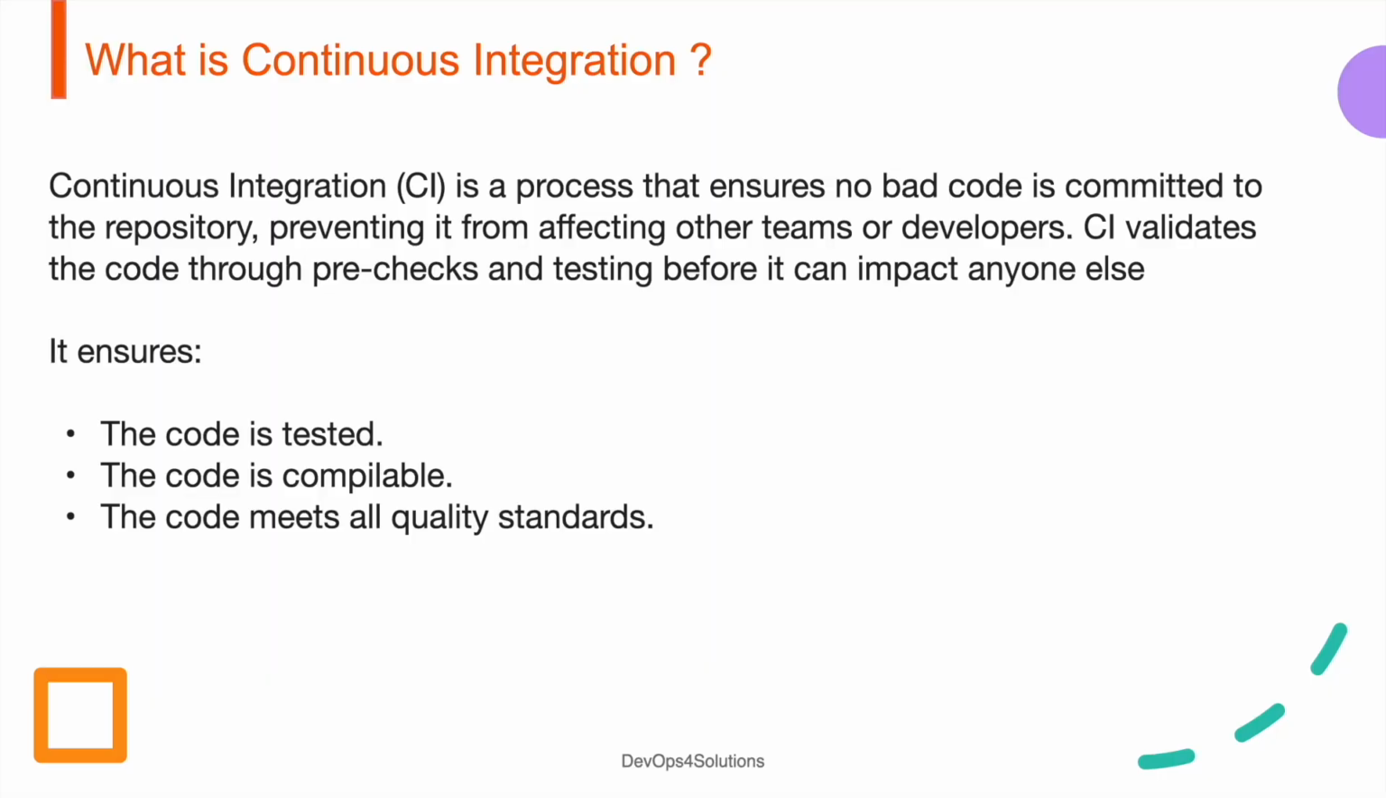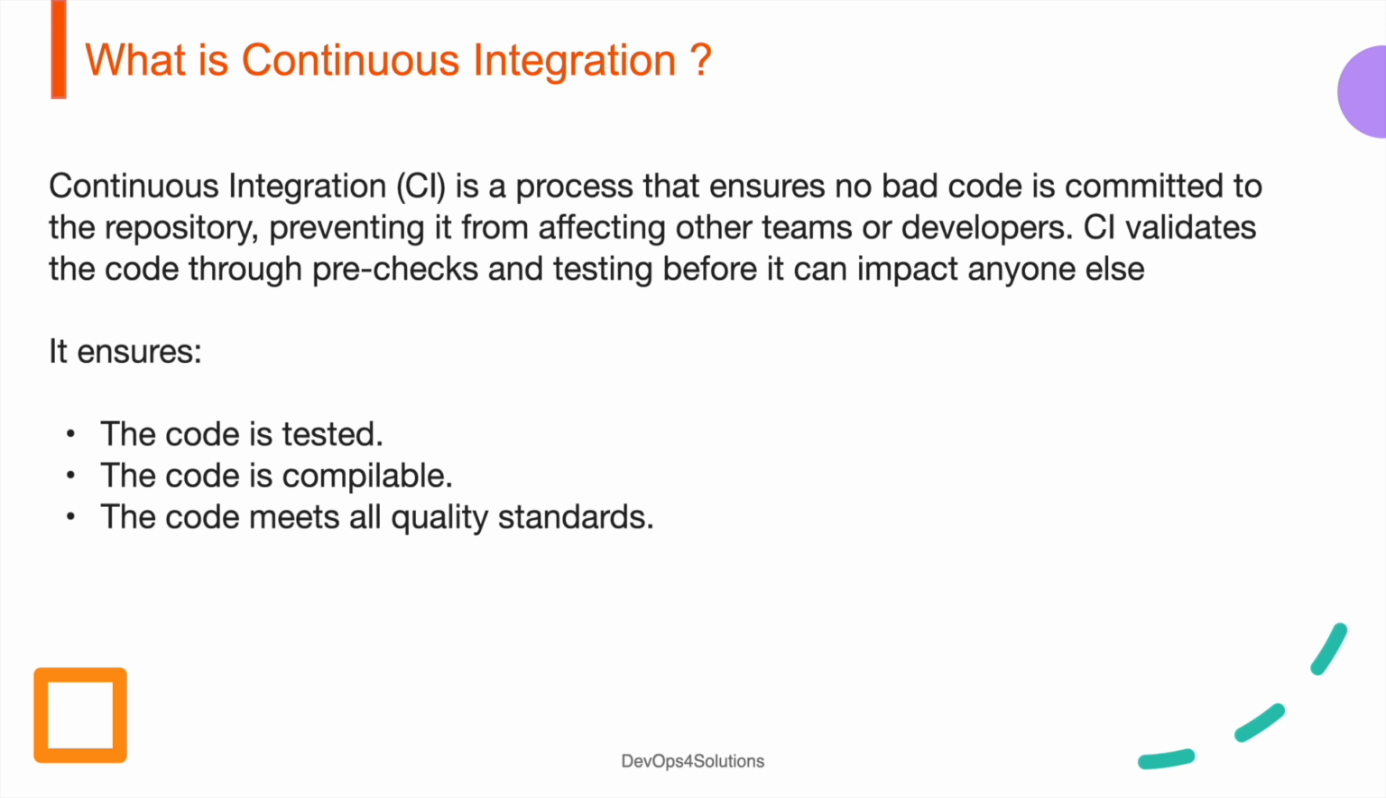So what is continuous integration? Before I explain the definition, for the people who do not know the code and the basics of this, I just wanted to give you a little bit of detail. For any application, any website, any product, there is some code which is written by the developers. So continuous integration is a process that ensures that no bad code is committed to the repository. And what does that mean? Repository, there are a lot of tools, but this is the place where all developers store their code, whatever they have written.